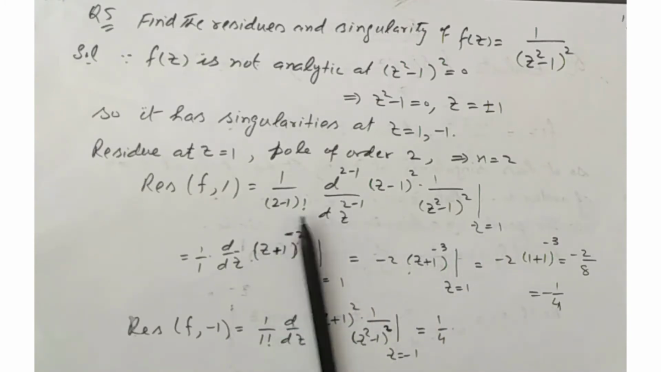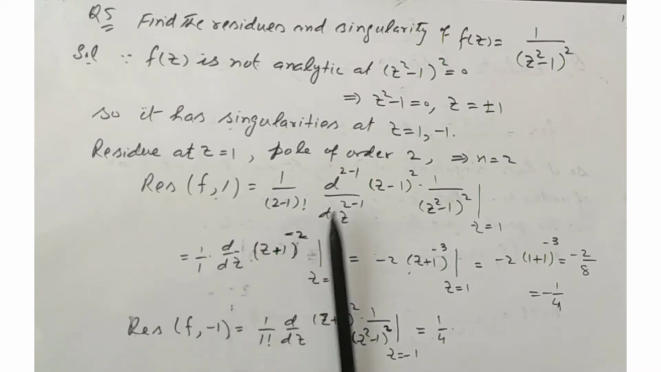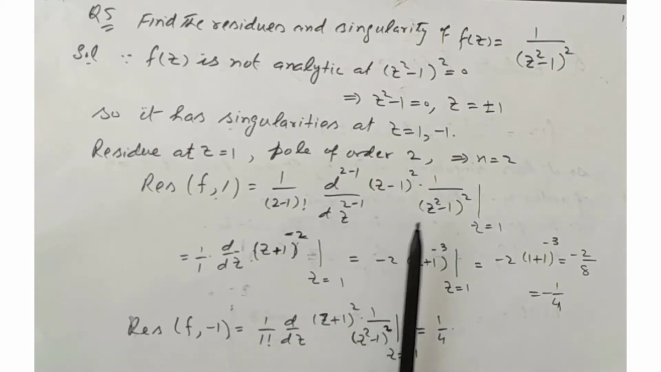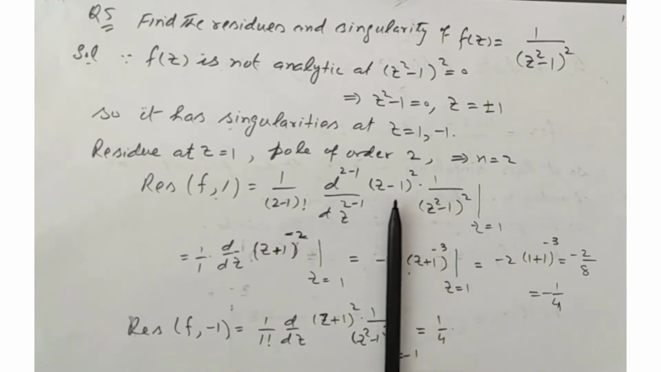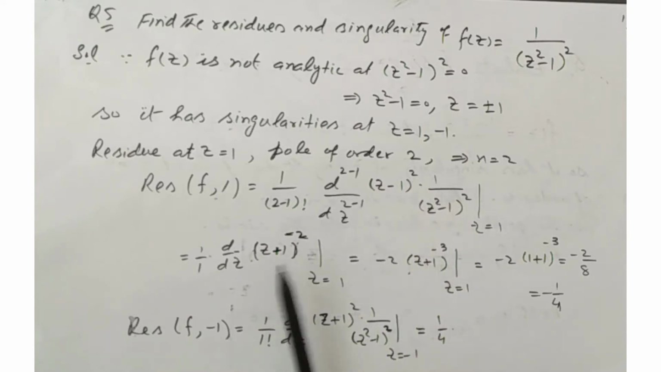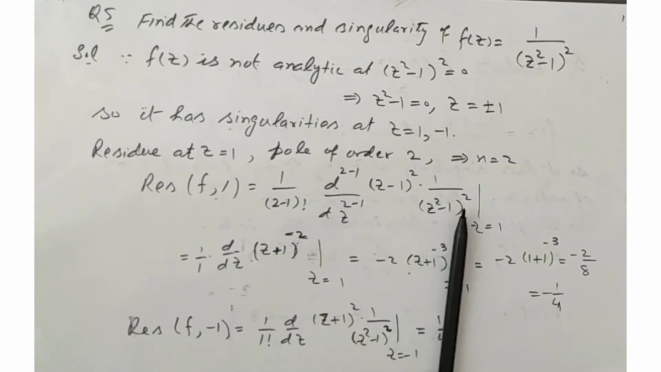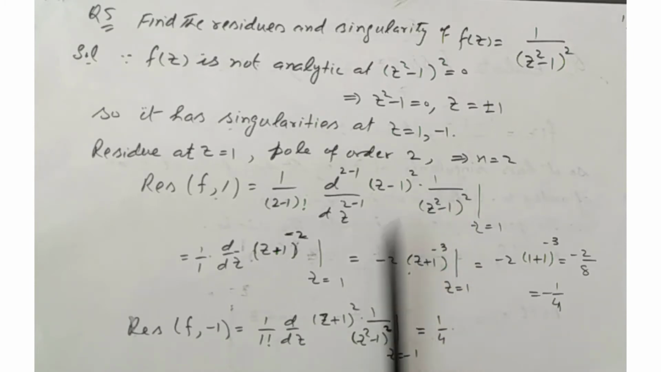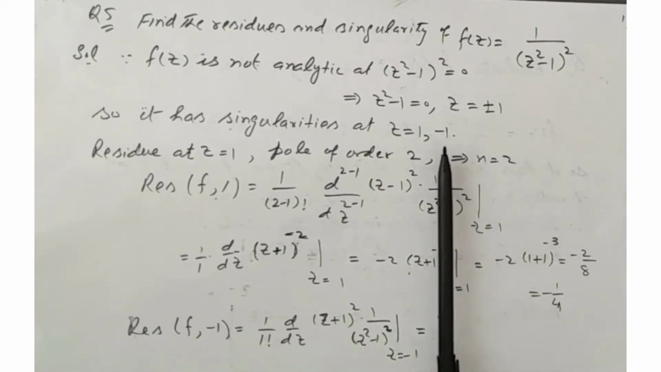Now after simplification, 2 minus 1 equal to 1 factorial, and this becomes d over dz. This term will become the form (z minus 1) square, and after simplification, this whole term becomes 1 over (z plus 1) square, and we write it as (z plus 1) to the power minus 2. After differentiating and after putting z equal to 1, we get minus 2 by 8, that is minus 1 by 4.